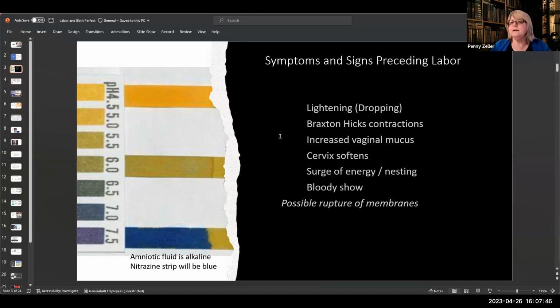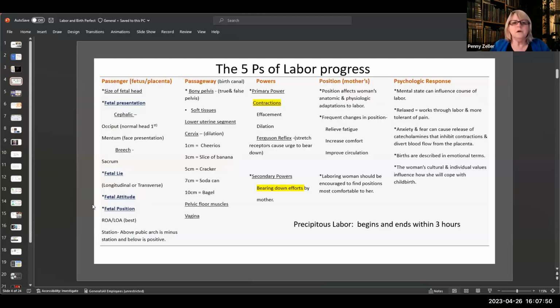So those are preceding symptoms of labor. So here are the 5 P's that was in that other slide I said I showed you with our client. The 5 P's of labor. So the 5 P's are factors that affect the progress of labor.